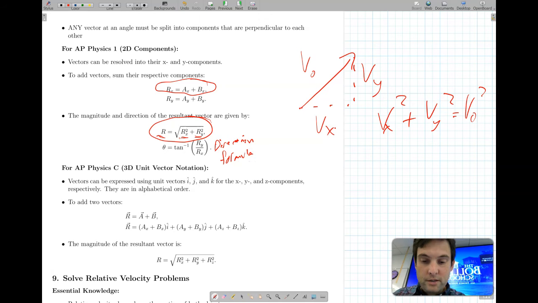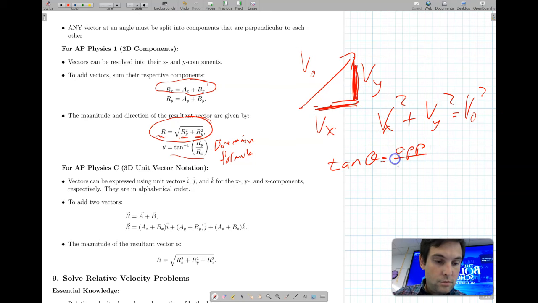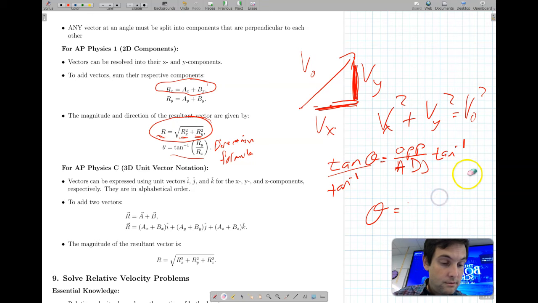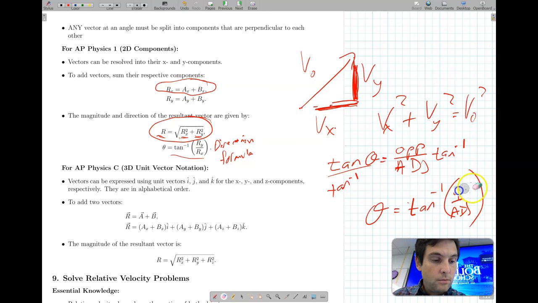No need to memorize the direction formula because you already know it. You know it as tan theta equals opposite over adjacent. And if I'm just solving for my angle, I need to take arctan from each side. And I get theta equals arctan of opposite over adjacent, or y over x.